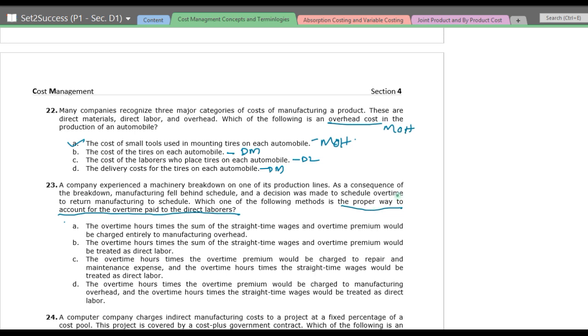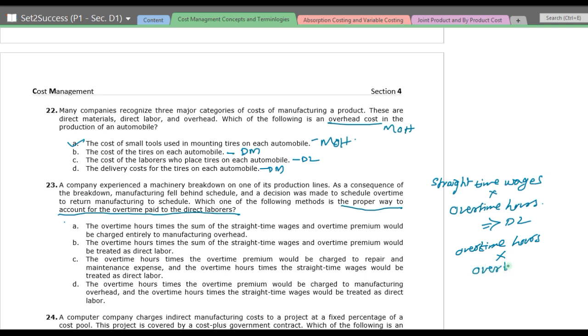When we are saying the proper way to account for the overtime paid for the direct labor, we have straight time wages times overtime hours, that will be considered as direct labor, and overtime hours multiplied by overtime premium, that will be classified as MOH.